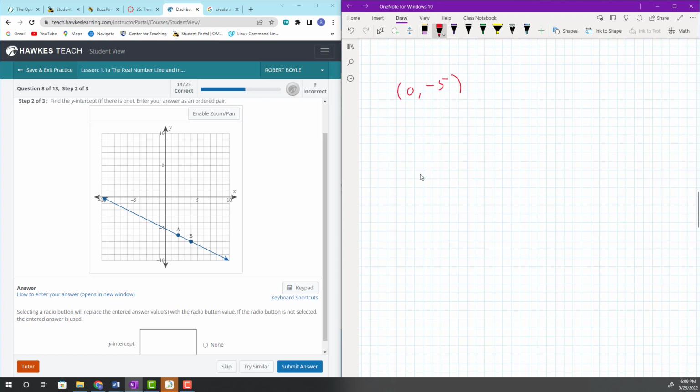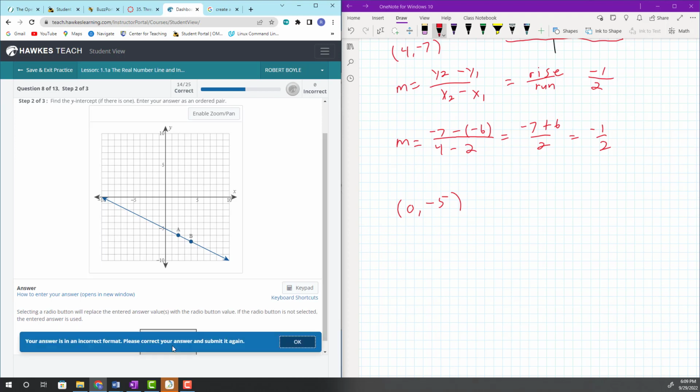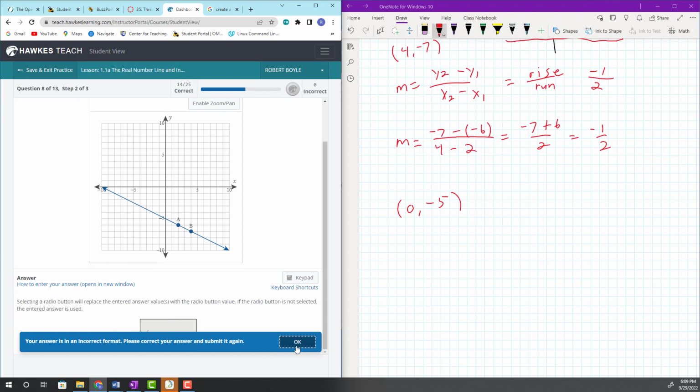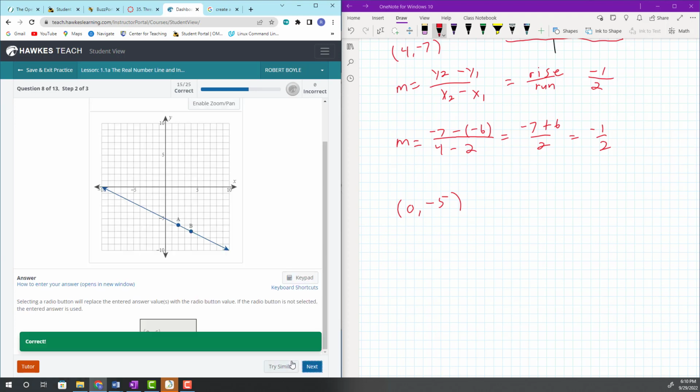So what you want to put in for your y-intercept, you don't want to put in -5. They're going to yell at you and say that's the wrong format. Now, if you did that on the test, I don't know if it would yell at you or not. If you did do that, I would probably dock you like a half of a point or something. You want to put in an ordered pair. Make sure you put in an ordered pair. So that would be 0, -5. And there you go. That's how you would do it.